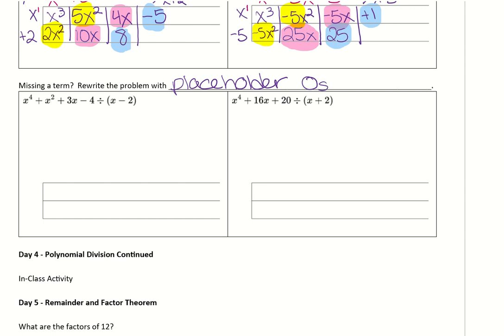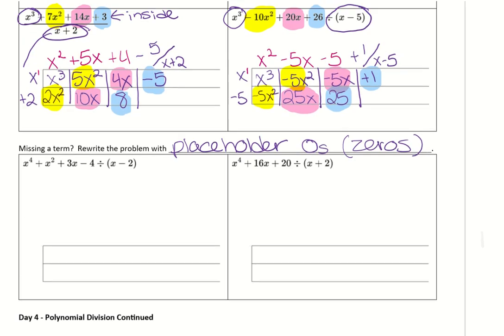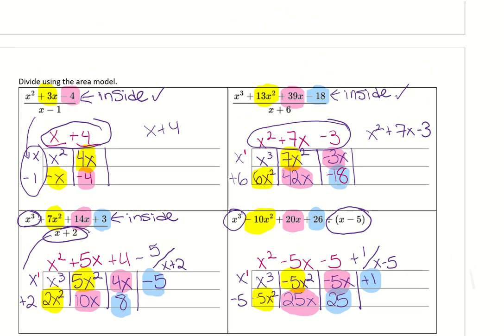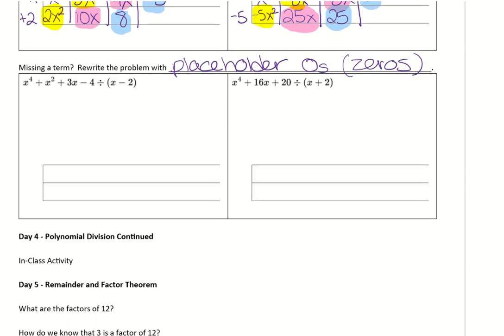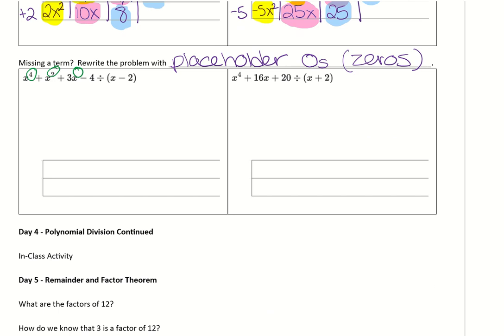Or you can write that as zeros. Okay, here's an example. If we look at our exponents, in the previous problems, we've been able to count down. So here we were able to count down 3, 2, 1, 0. But here there's a problem. It goes 4, 2, 1, 0. We are missing a term. Specifically, we're missing our cubic term.